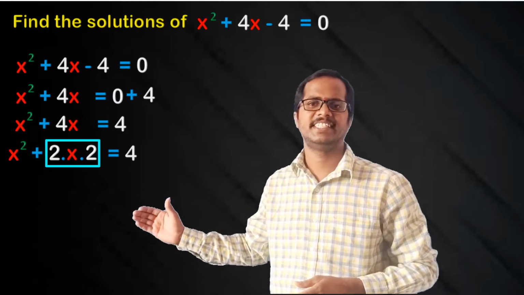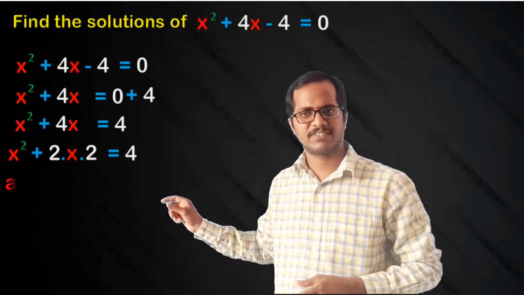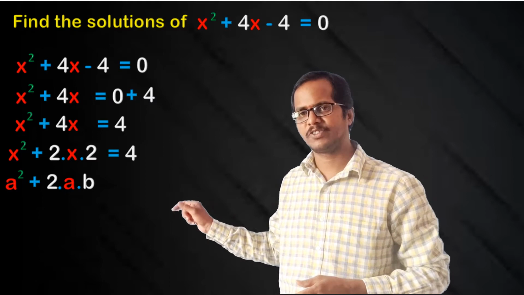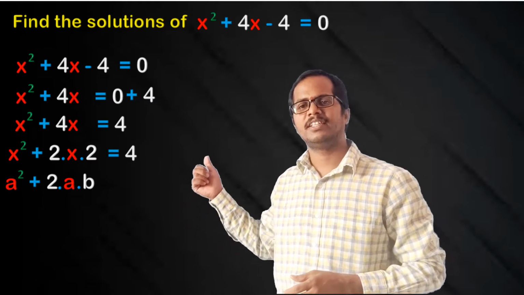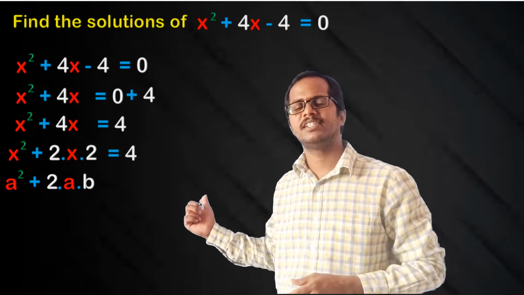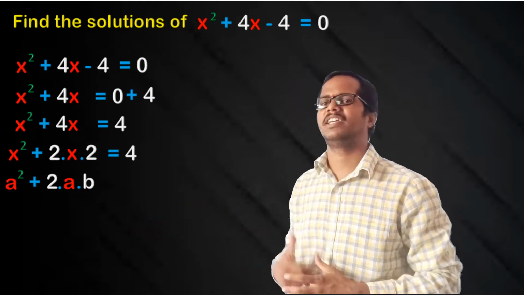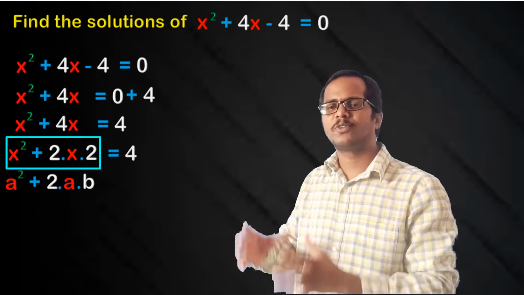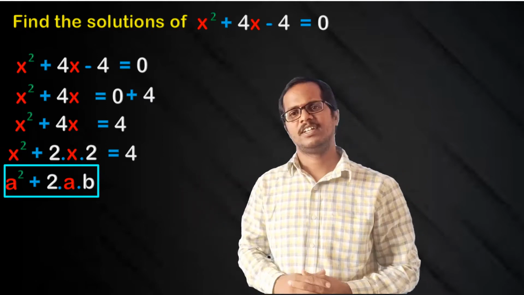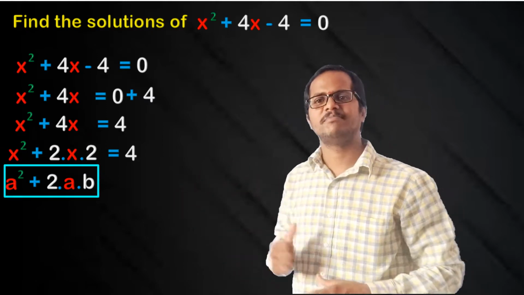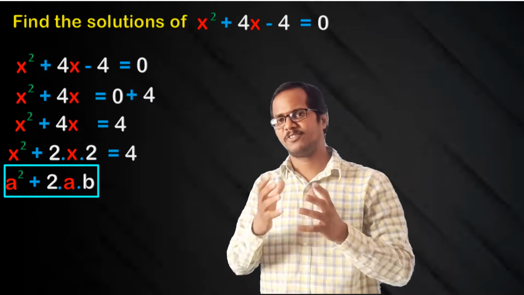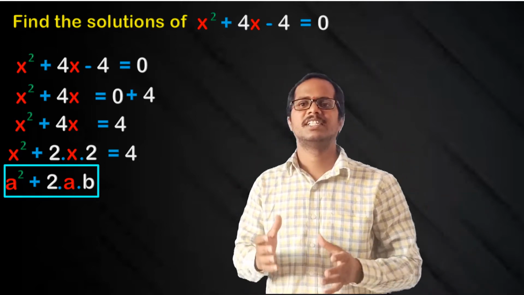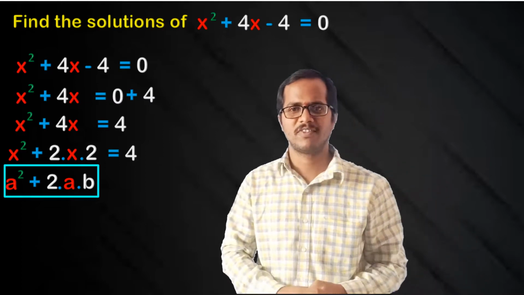Here if we take x as a, this x square can be represented as a square, and in this 2 into x into 2, we represented x with a, so we can write 2 into x as 2a, and the next 2, if we take it as b, we get the form a square plus 2ab. So x square plus 2 into x into 2 looks like a square plus 2ab. Do you recall any algebraic identity by seeing this form, a square plus 2ab? Yes, of course, you get the form a square plus 2ab plus b square, which is the formula for a plus b whole square.